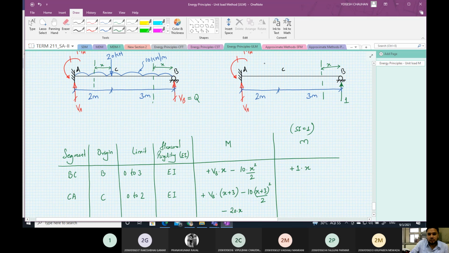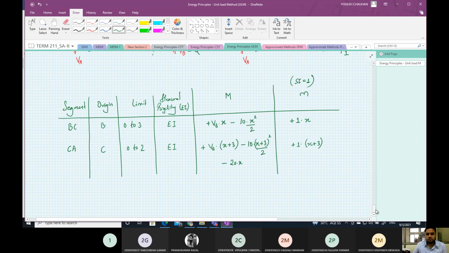Similarly, let us select a section at a distance x from C. This is point C. So in this case, because of this unit load, it will be plus 1 into x plus 3. There is no other load, so this will be the small m.